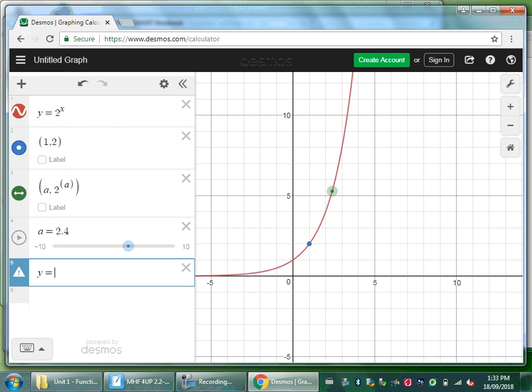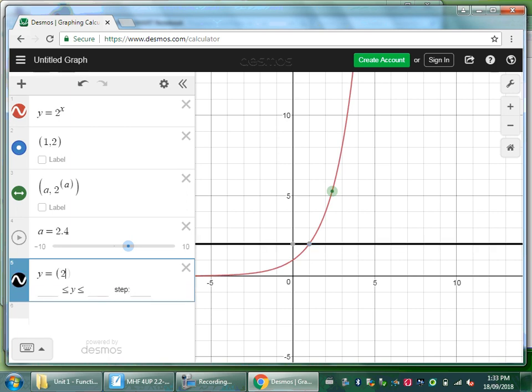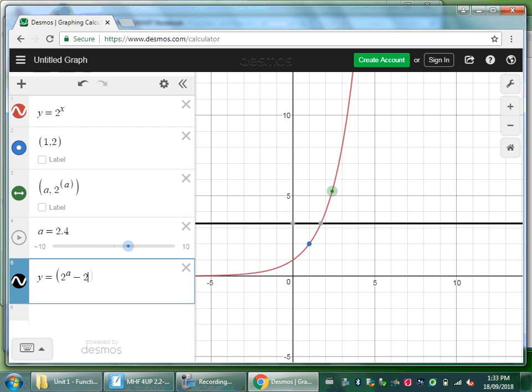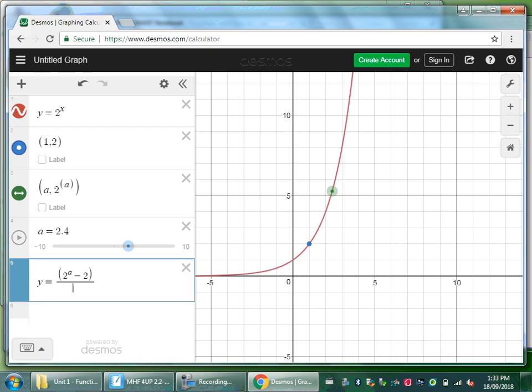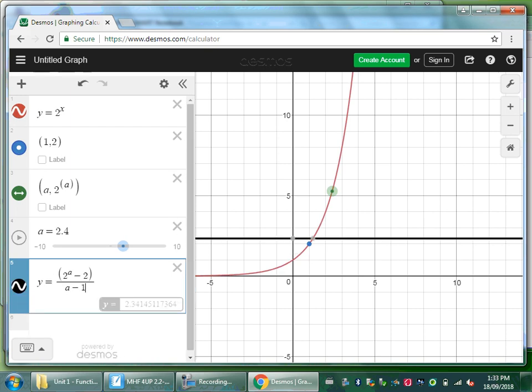y2 minus y1 over x2 minus x1. What would be the y2 minus y1? What would the numerator be? 2 to the a minus 2 over a minus 1. Okay, so this is my slope, 2 to the a minus 2 over a minus 1.